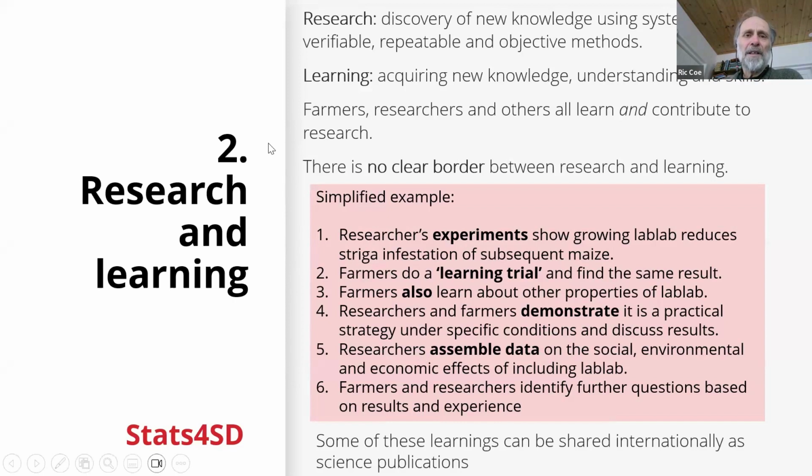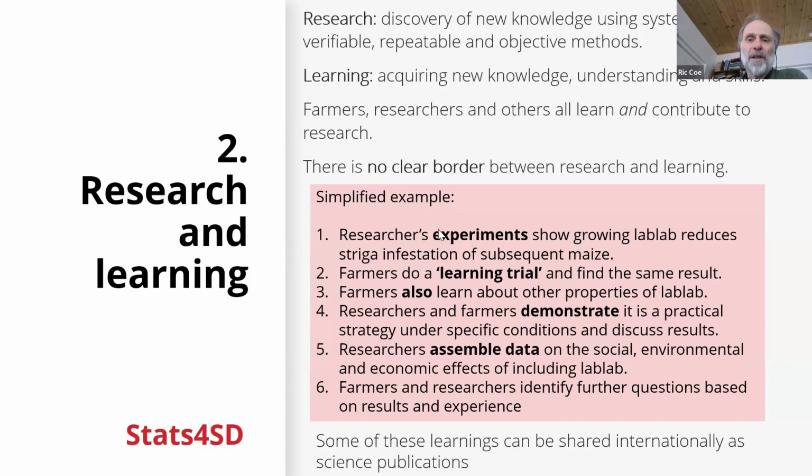The more I think about it, I come to the conclusion that there really isn't a clear boundary between learning and research. So research: discovery of new knowledge using systematic processes; learning: acquiring new knowledge, understanding and skills. They overlap a lot. Researchers and farmers and everybody else are learning all the time as they do things, and they're contributing to research in what they do. So trying to draw a border between research and learning is not very helpful. And I was going to go through an example there.